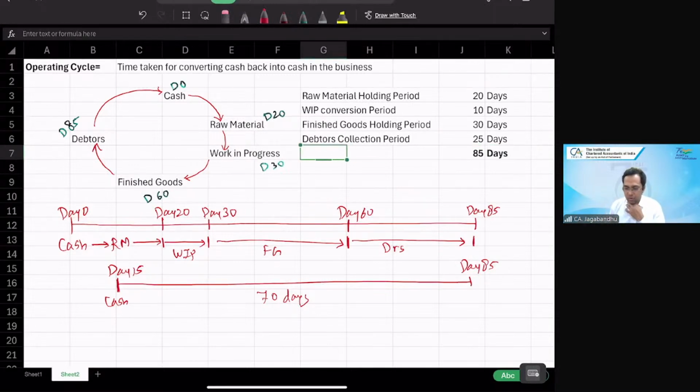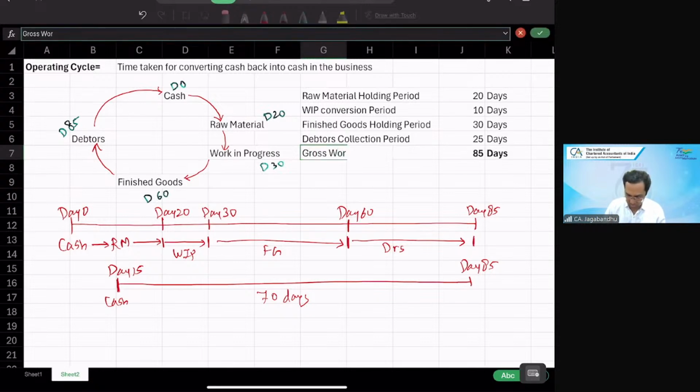So this is what we have computed as 85 days. This is called the gross operating cycle.